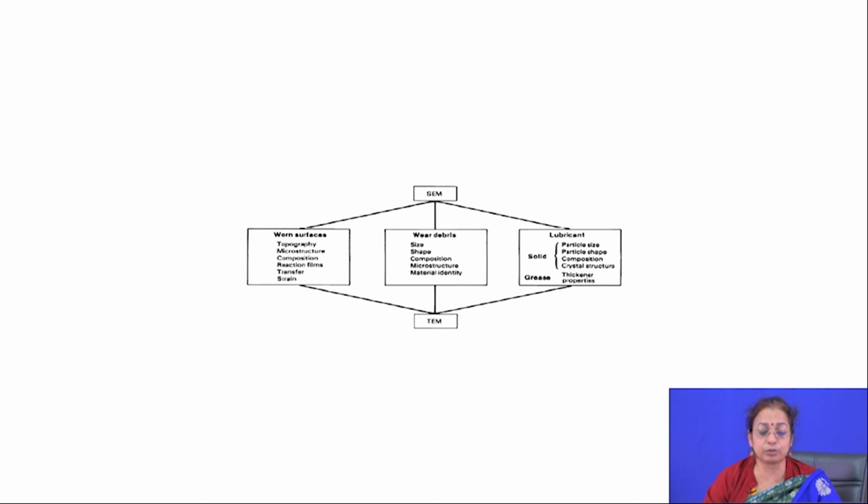For the mechanism of wear, you have to analyze the worn surfaces, you have to do the wear debris analysis properly, and you also have to analyze the lubricants which were added, if at all, during the service. Finally, you can also go for transmission electron microscopic observation if you are very sure about any layer formation on the surface. Combined, all these investigations give you information about the mechanism of wear.